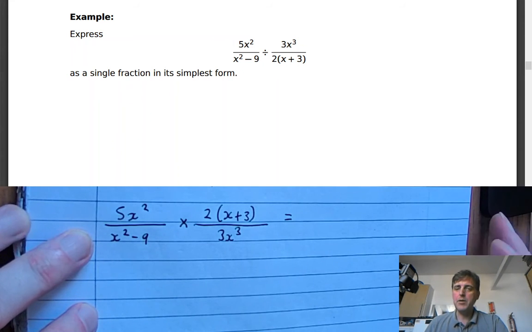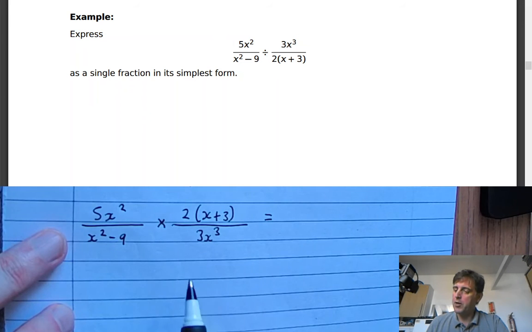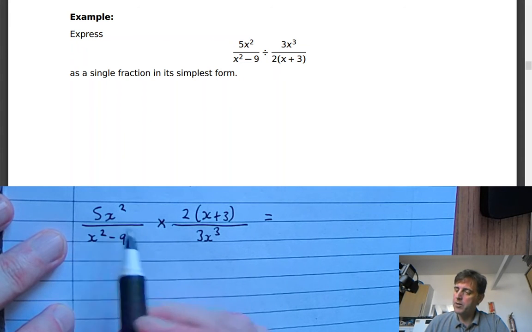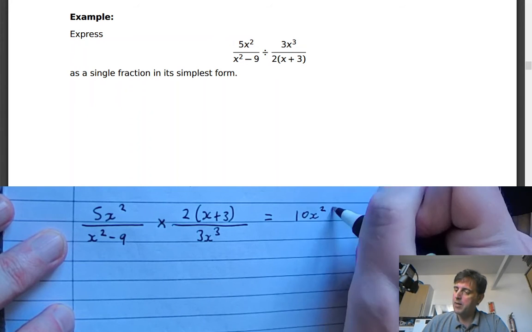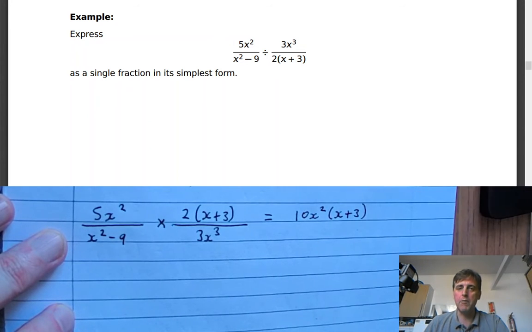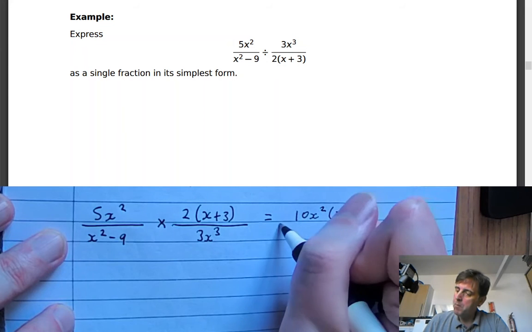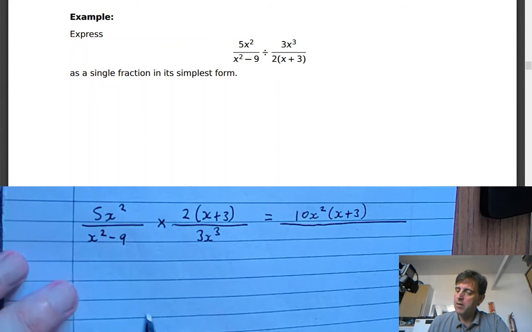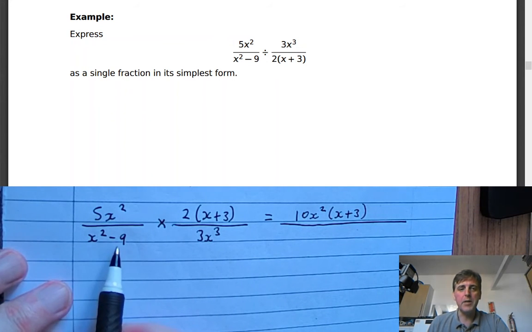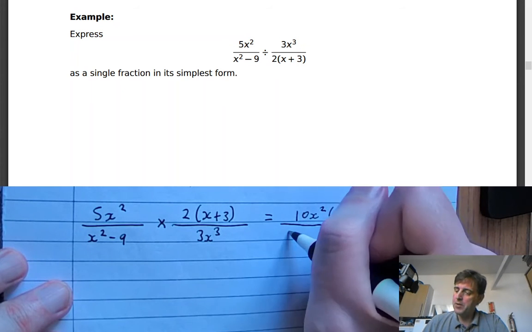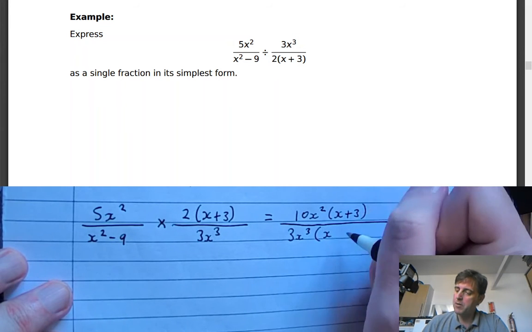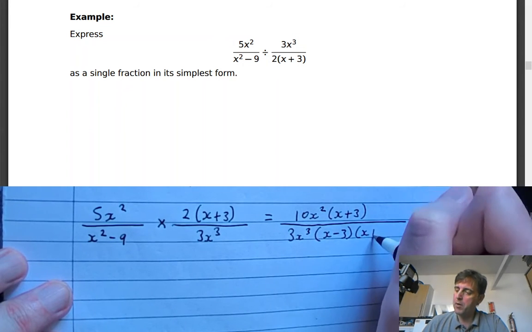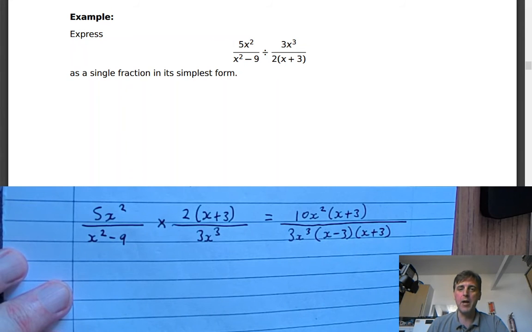Okay, let's bring things together into a single fraction here. So 5x squared times 2 is going to be 10x squared, and we have this x plus 3 lurking around here as well. Now, in the denominator, have you spotted something here? This is another difference of 2 squares, right? So we should factorize that. So we've got 3x cubed, and then the x squared minus 9, write that as x minus 3 times x plus 3 when we factorize that difference of 2 squares.